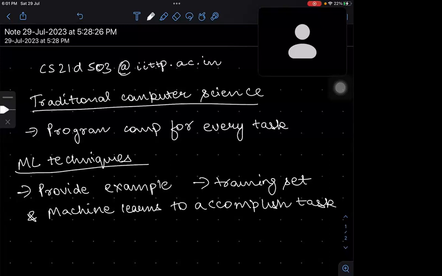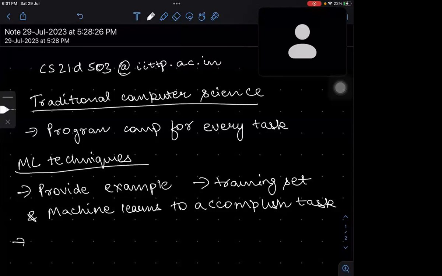So what I'm saying is, earlier in traditional computer science, we were feeding the computer, telling it, you have to do this program. Afterwards, we came up with machine learning techniques where we give examples, that this is the labeled data. I'll come to supervised and unsupervised as well. This is the training set. We are training them, and the machine learns from our examples and then tries to do the target thing when we provide the testing data. Basically, the machine is learning to accomplish the task.